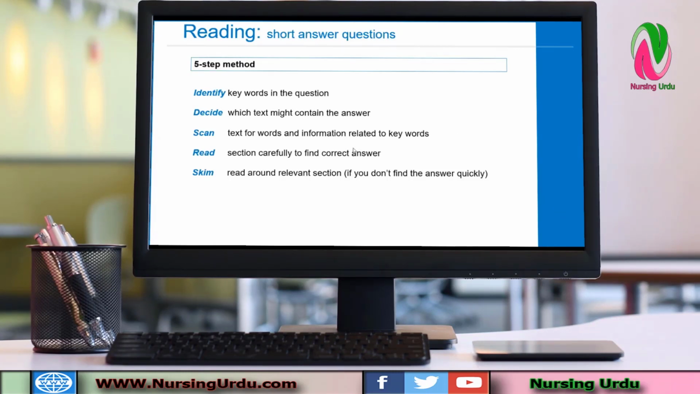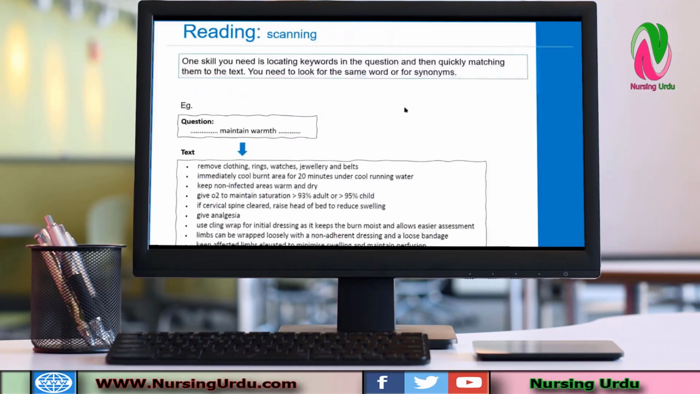So those are the 5 steps that we basically are covering for the short answer questions. And then, let's do an example. Say, for example, you identify maintain warmth in your question as key information that you need to be scanning for. So then you go to the text, you think, I need to find the section that deals with maintain warmth. So then you scan, and you find, oh, keep warm, that is a match, okay? So this is the section that I need to read carefully in order to answer the question.